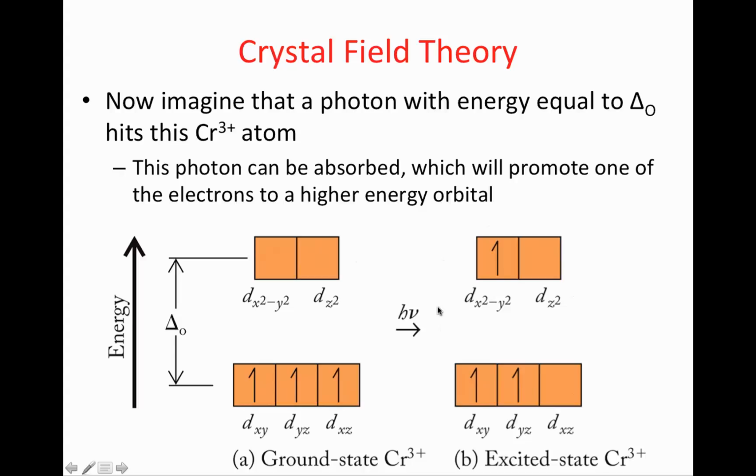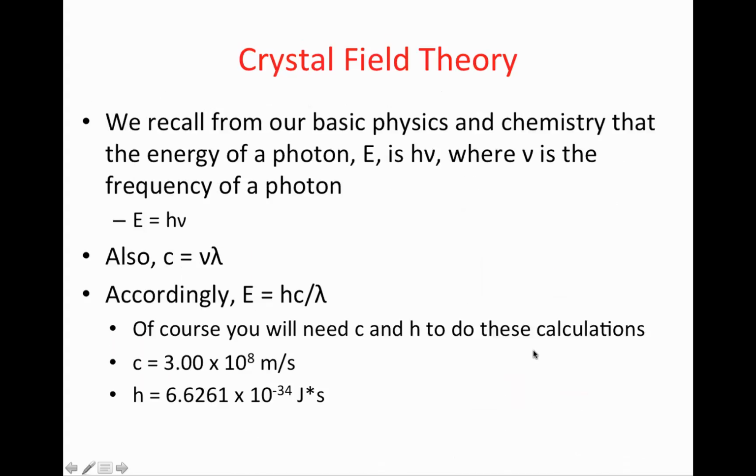And in fact, this is what happens. The photon hits this complex, and now an electron is going from here up to here. I started with what you might call the ground state, chromium 3+, and I go to an excited state, chromium 3+. So this is lower energy. This is now an excited state, a higher energy state.